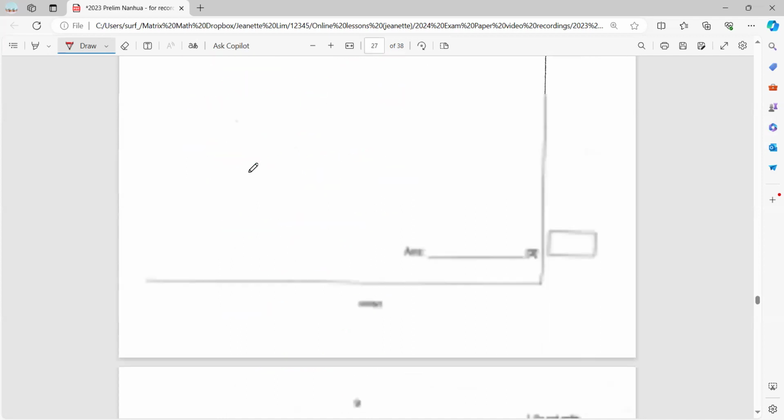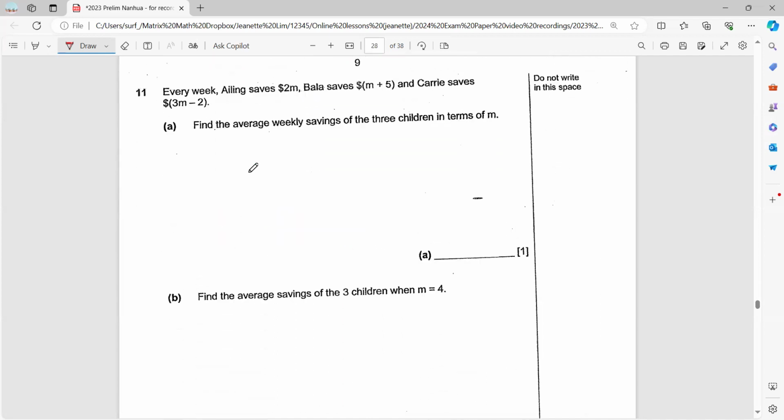Okay, next question. 11. Every week, Eileen saves $2M. Bala saves M plus 5. Carrie saves 3M minus 2. Find the average, in terms of M. To find the average, first we need to find the total. Total, we have 2M, we have M plus 5, we have 3M minus 2.